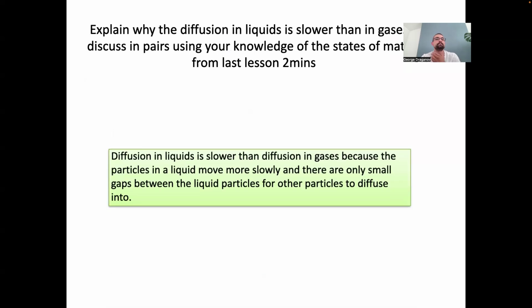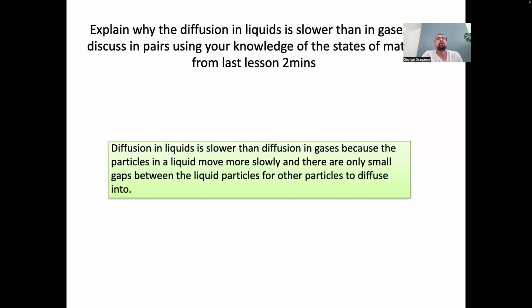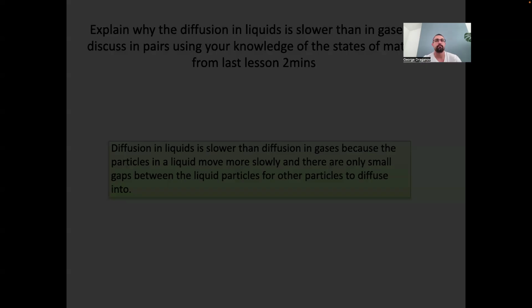Now, diffusion in liquids is slower than in gases because the particles in the liquid move more slowly, because there are small gaps between the liquid particles for the diffusion to occur. So as a result, the diffusion is slower. They also have a lower energy.